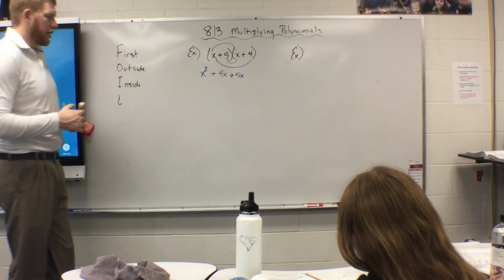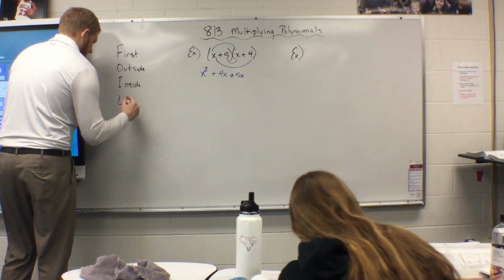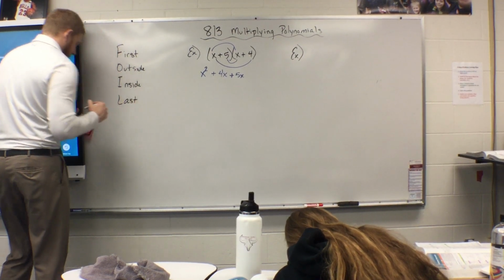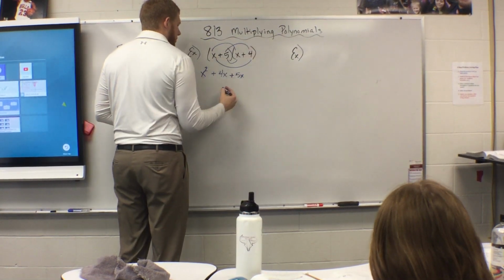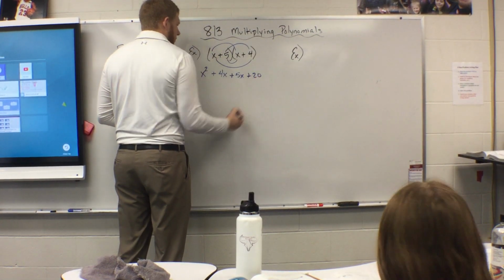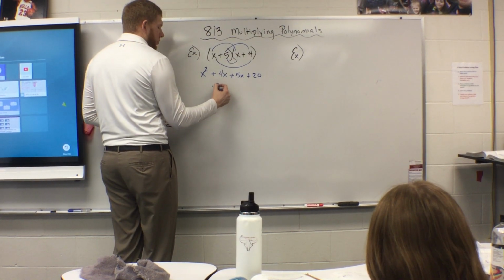Then L stands for last. Last would be 5 times 4, which is 20. So again, I simplify this: 4x and 5x is 9x.